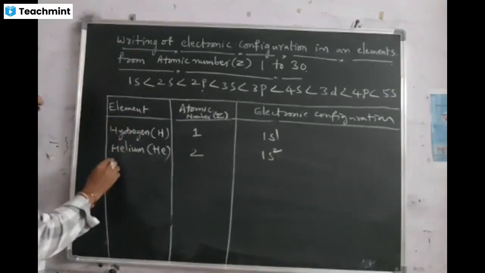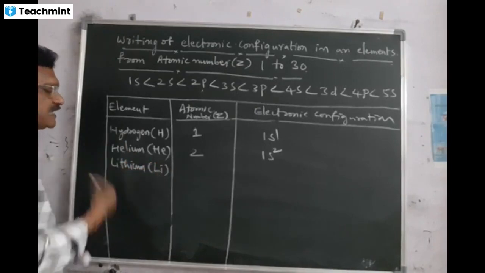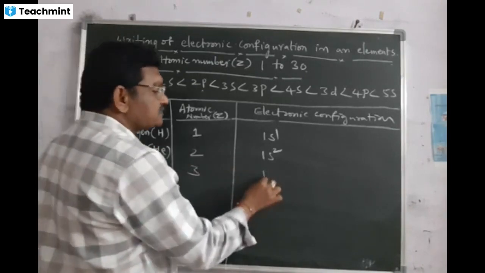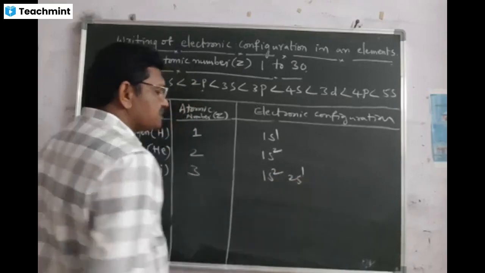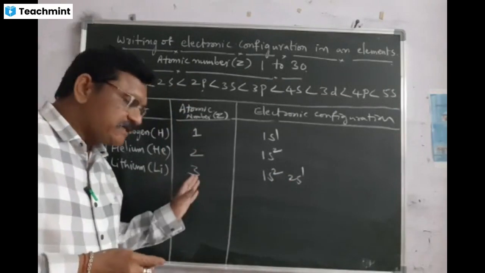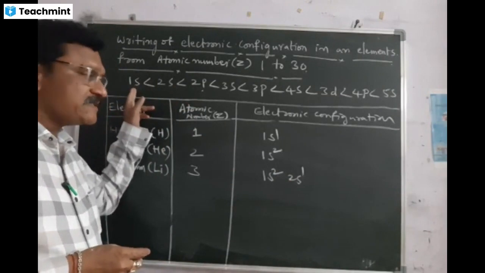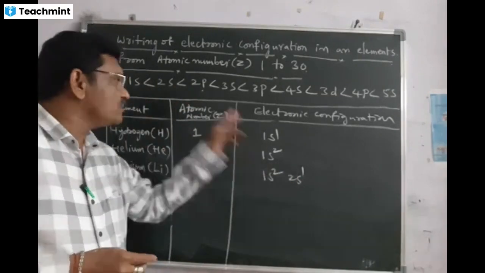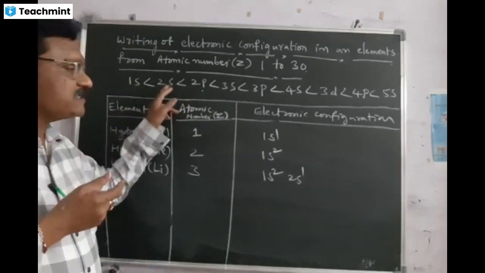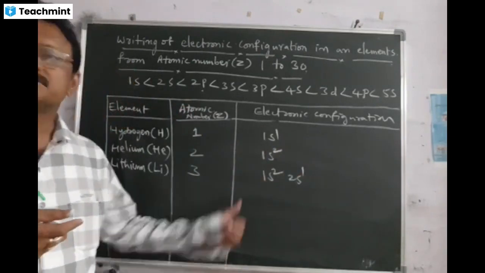Hydrogen, helium. After helium, the next element is lithium. Symbol is Li. Atomic number is 3. If you want to write the lithium configuration, it is 1s2, 2s1. Why? Because atomic number is 3, that means electrons are 3. The first 2 electrons occupy the s orbital, and the last electron goes into the next higher orbital. After 1s, what is the higher orbital? 2s. That's why the electron goes into the 2s orbital. That becomes 2s1. Okay, is it clear?